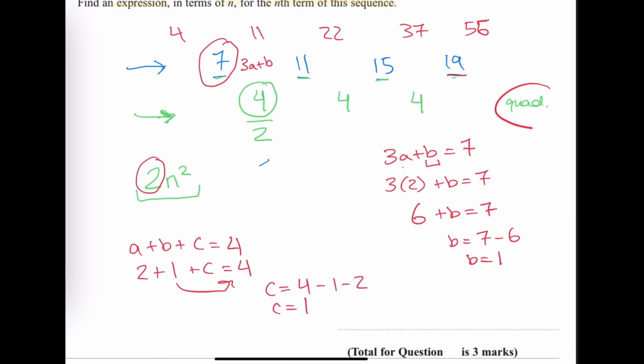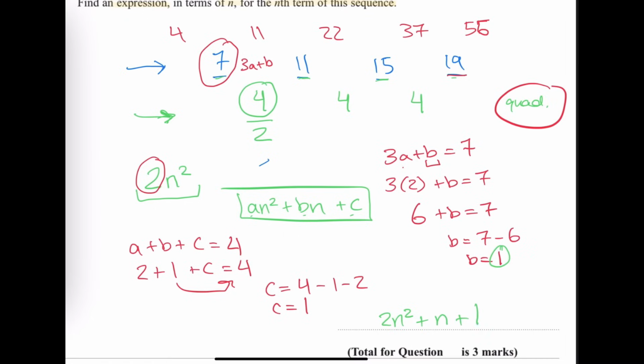So we know this is a quadratic sequence. How does a quadratic look like? It looks like an squared plus bn plus c. This is just how a normal quadratic looks. It doesn't have to be a sequence, it's the same thing. So now we're just going to put in our a, b, and c. It will be 2n squared, since a is 2, plus 1n, so just n, because b is 1, plus 1 because c equals 1. That is the answer, and that's how you find the nth term for a quadratic sequence.